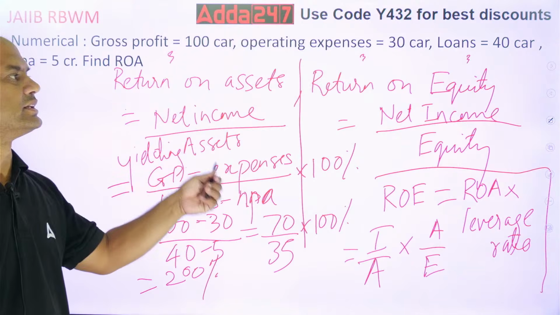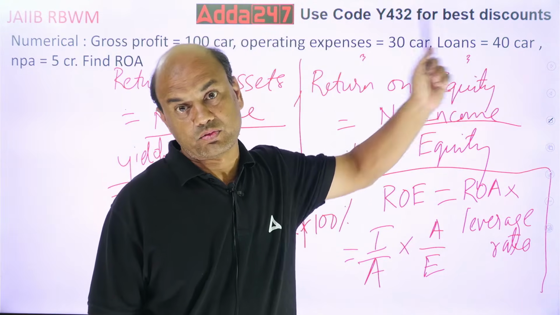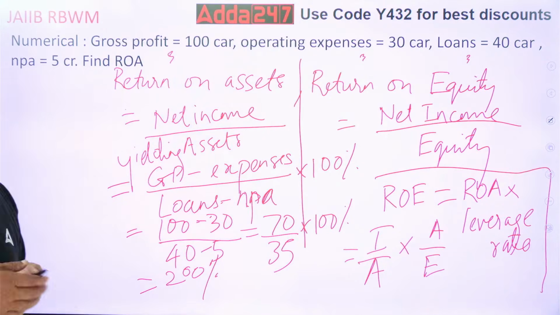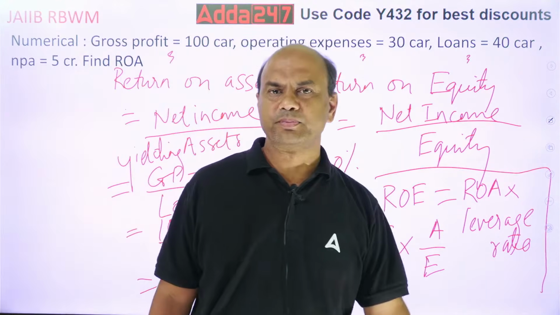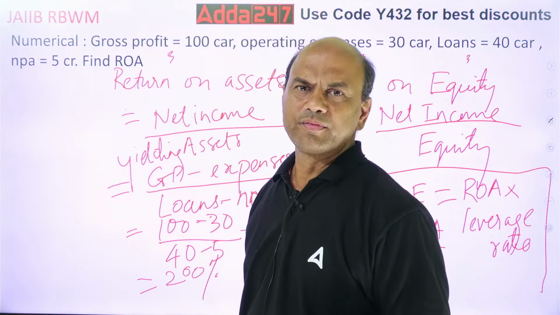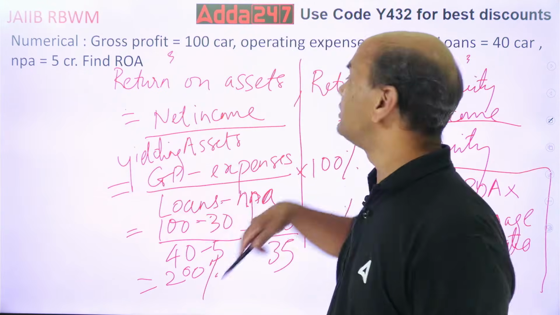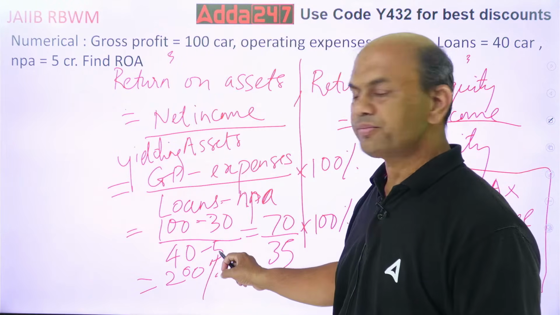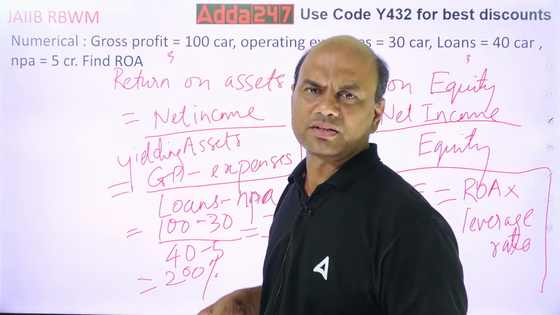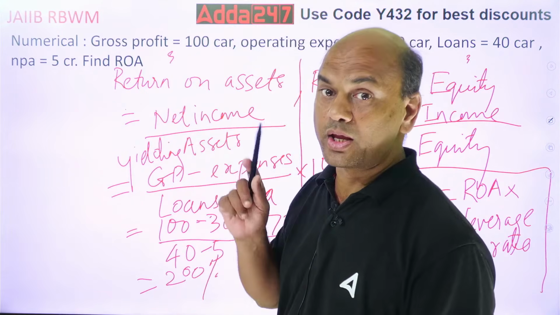Now yielding assets. What do you mean by yielding assets? See, total loans of mine are 40 CR, but 5 are NPA. So these NPAs are not my yielding assets. NPA means I am not getting the money, right? So that is gone. Gone means it's not yielding. So 40 minus 5, 35. Now you get 70 upon 35, so 2 multiplied by 100 percentage, 200. So 200% is the answer in ROA.